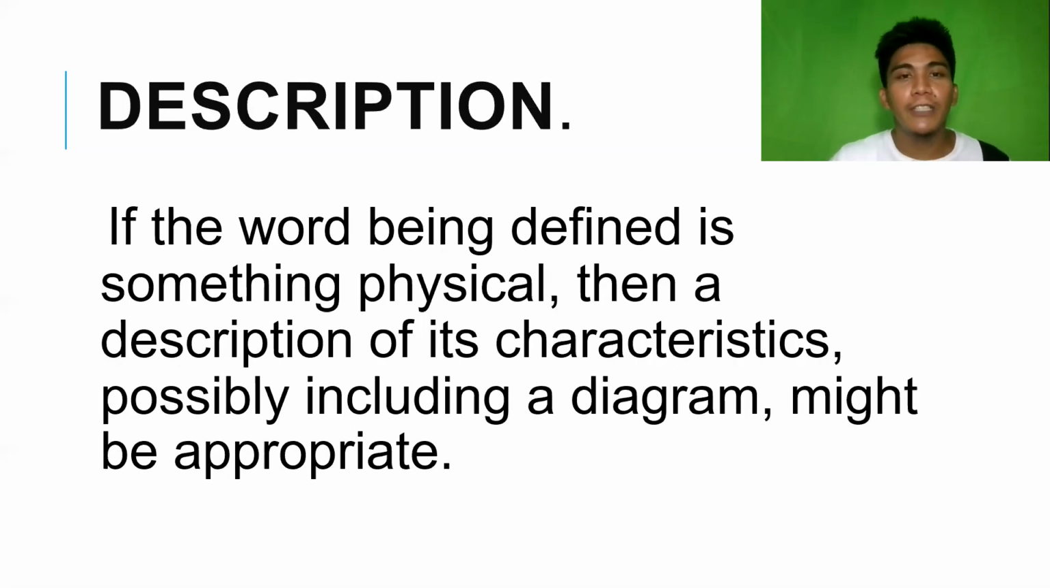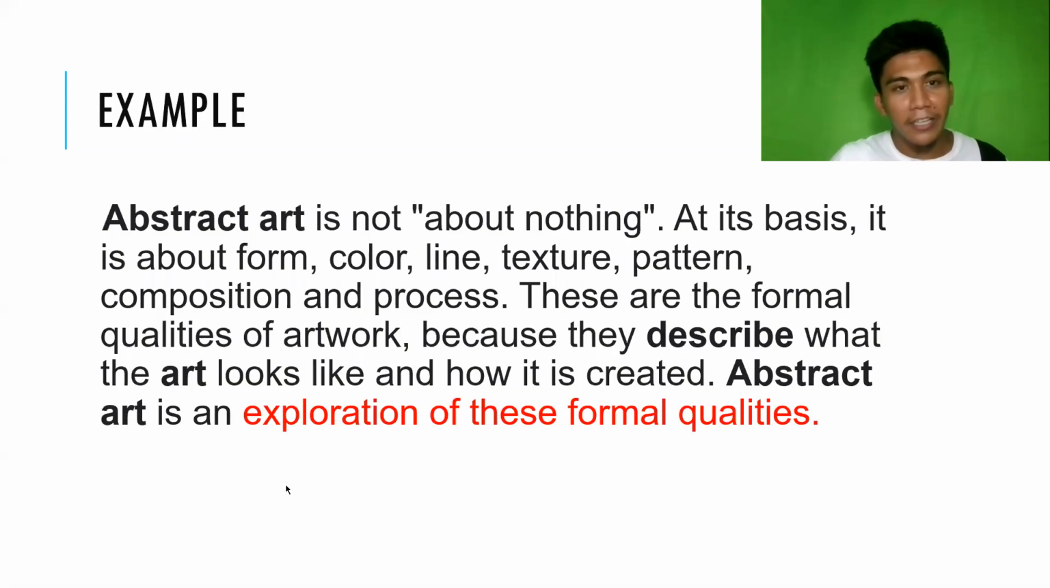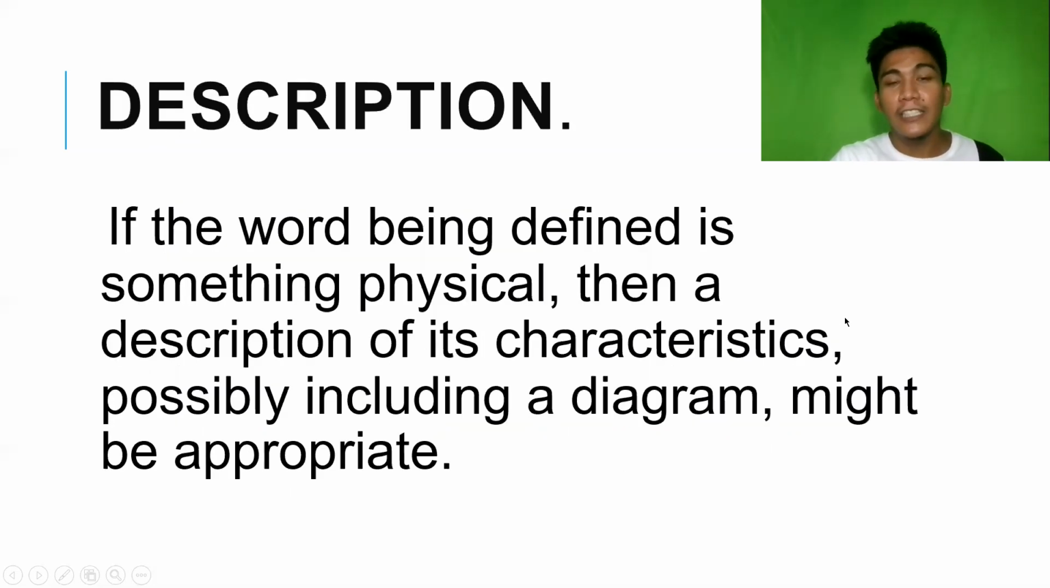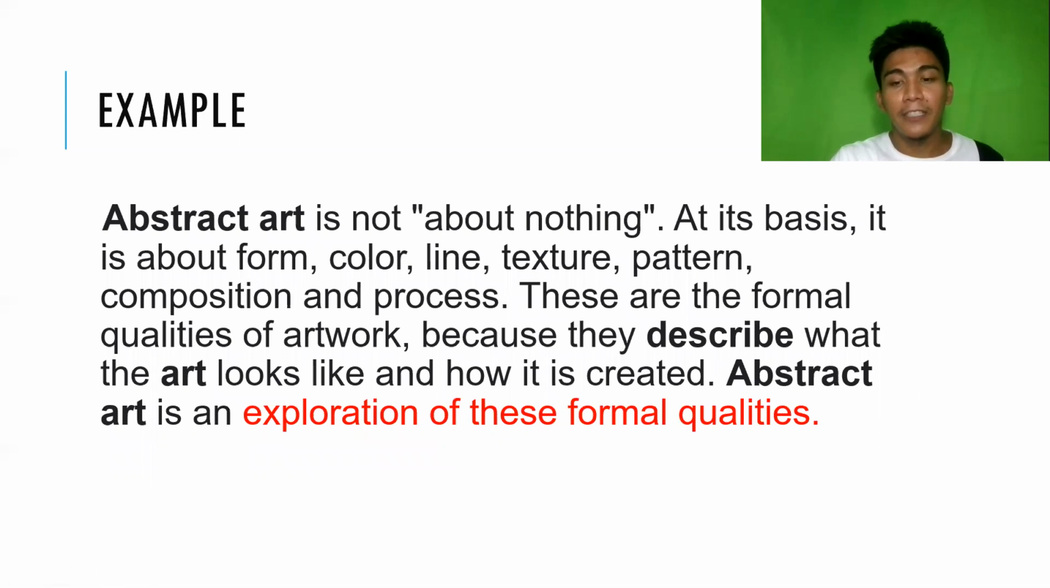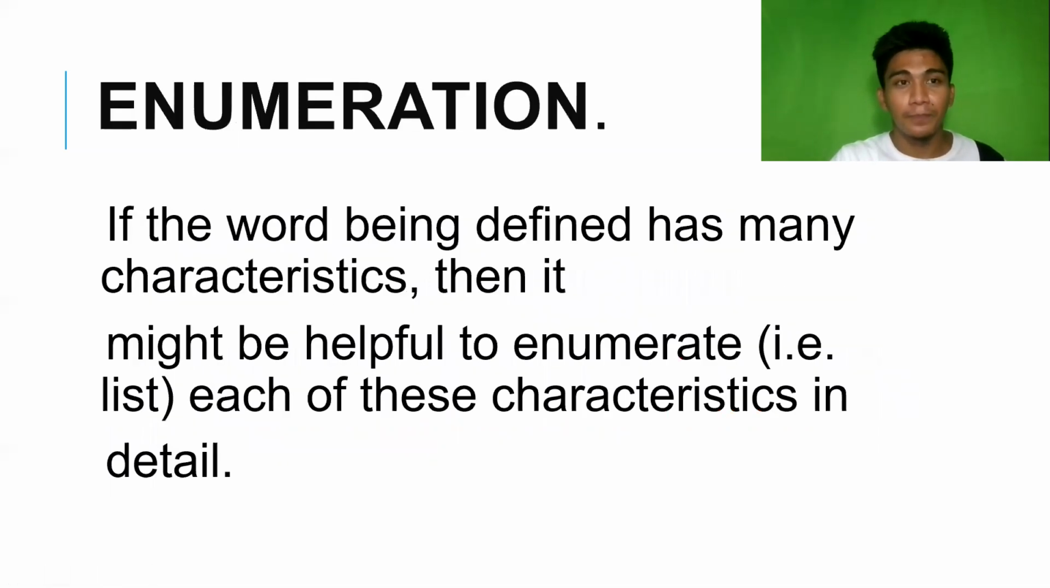Description: if the word being defined is something physical, then a description of its characteristics, possibly including a diagram, might be appropriate. Abstract art is not about nothing. Abstract art is about form, color, line, texture, pattern, composition, and process. These are the formal qualities of artwork because they describe what art looks like and how it is created. Abstract art is an exploration of these formal qualities. So this is described. There is a different description.